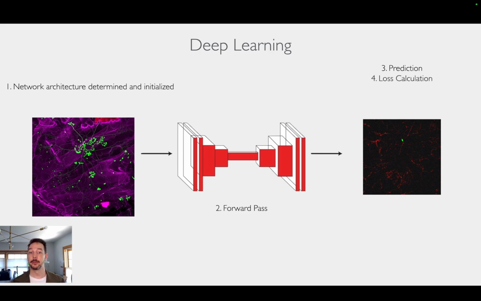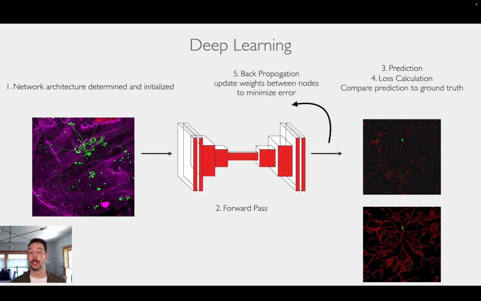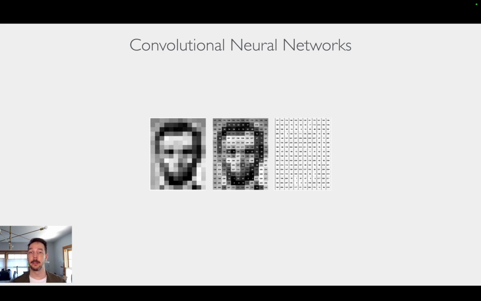We compare that to our expected ground truth. We backpropagate through the network, update the weights so that the network can perform slightly better at doing this task. Check the output, it should be improved. Compare it to the real output, and then backpropagate again. So iteratively, we get closer and closer to the result we want.